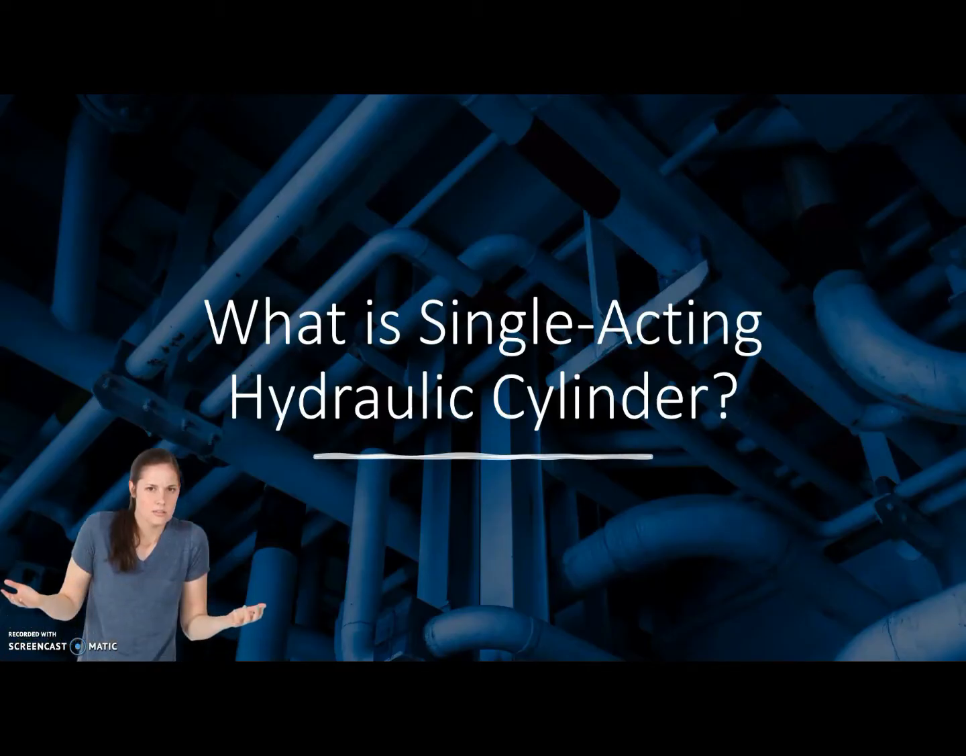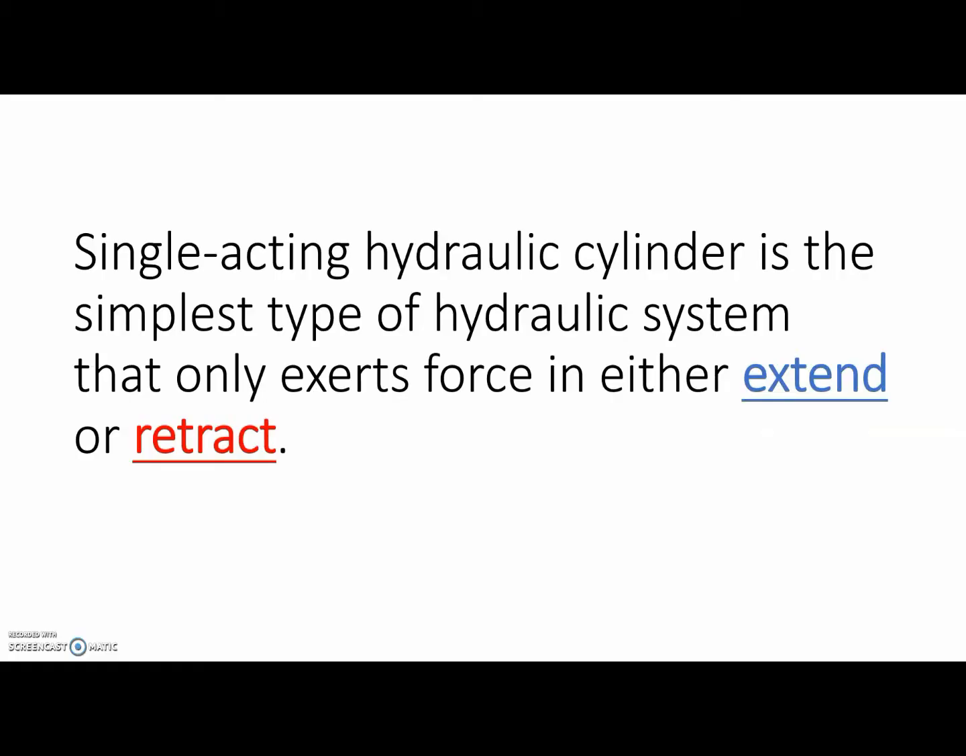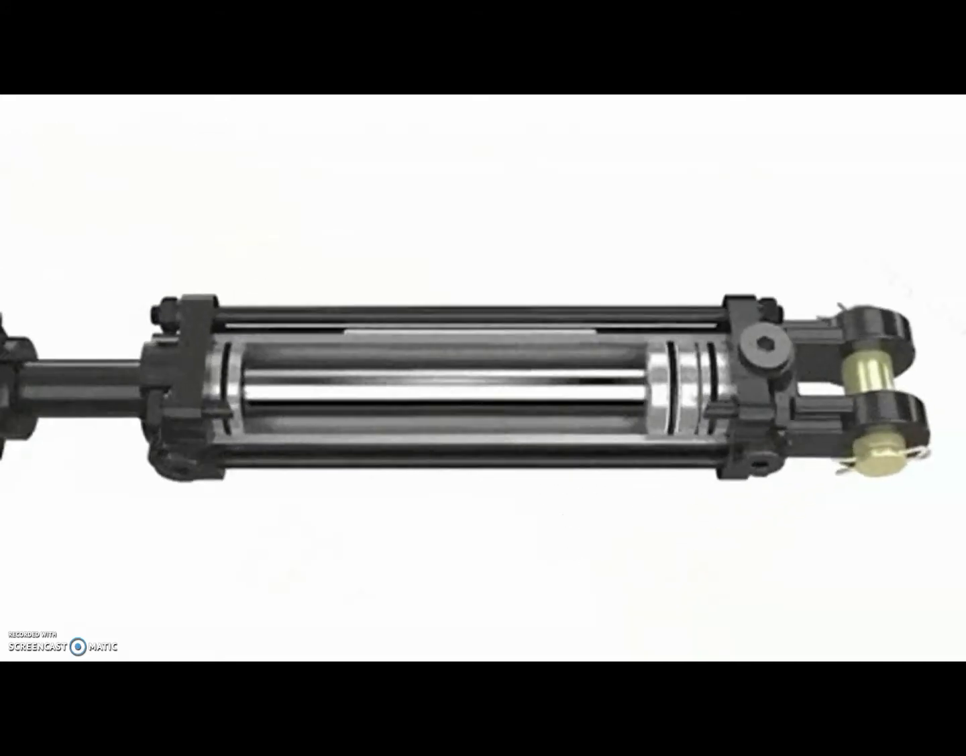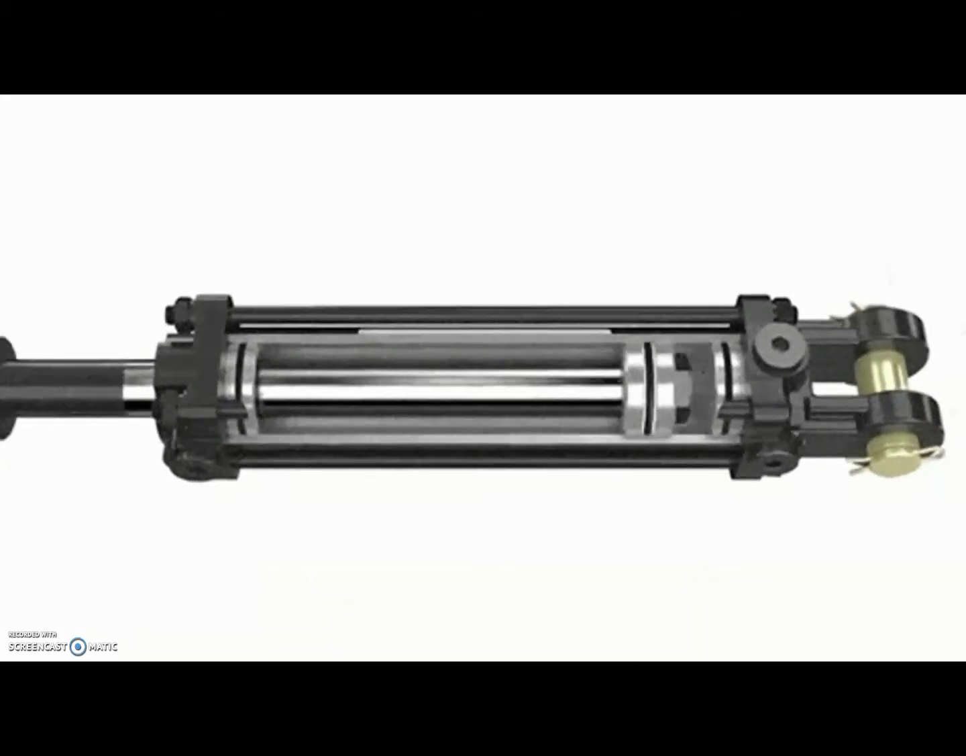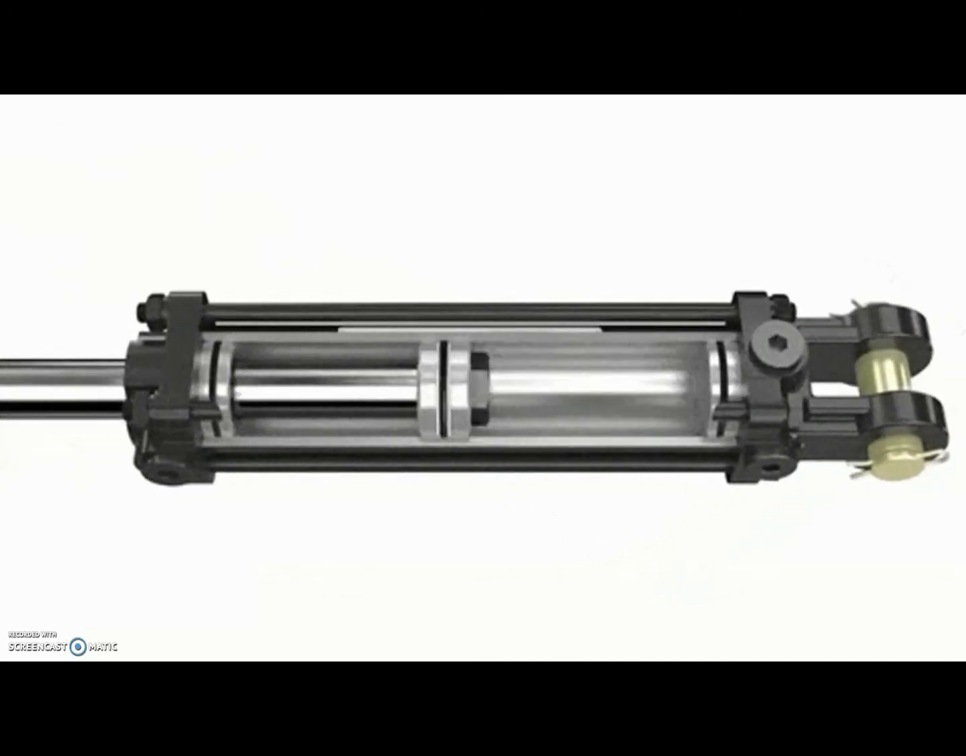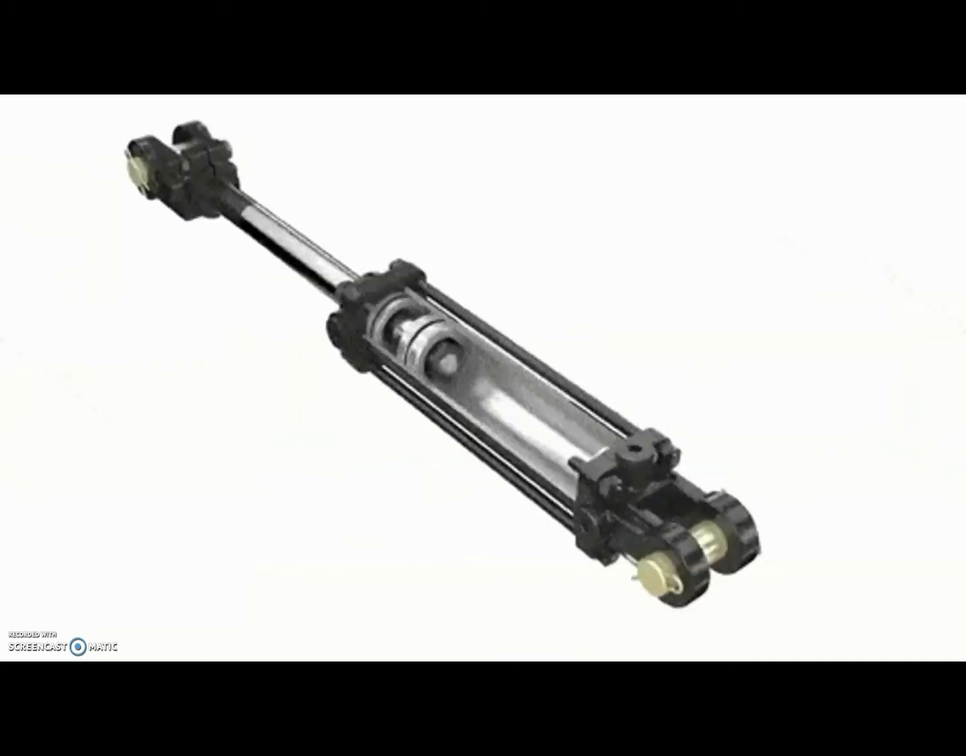What is a single acting hydraulic cylinder? A single acting hydraulic cylinder is the simplest type of cylinder in the hydraulic system that only exerts force in either extend or retract. As you can see in the video, a single acting hydraulic cylinder only extends or retracts one at a time.